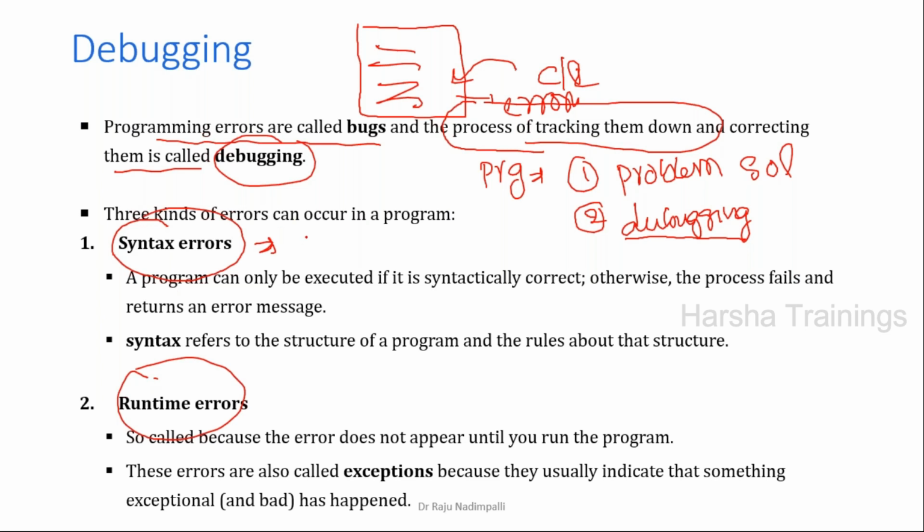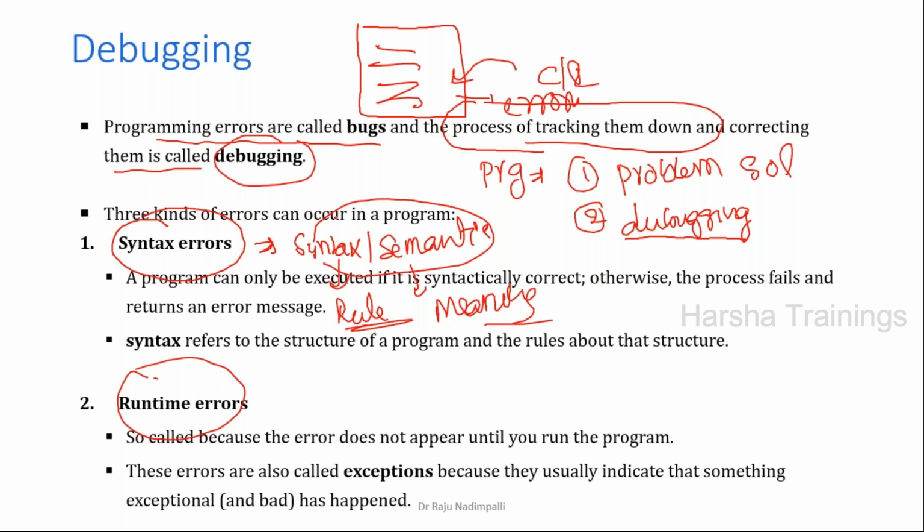Syntactical errors: every language will have some sort of syntax and semantics. Like C language has some set of rules and semantics. Java, Python, C#. Syntax is nothing but rule. Semantics is nothing but meaning. So if you satisfy the syntax and semantics of that language, you will be free of syntax errors.